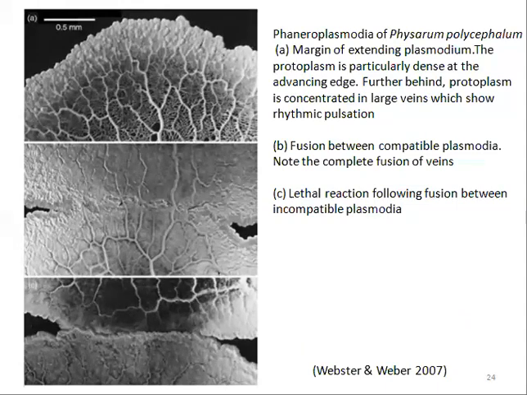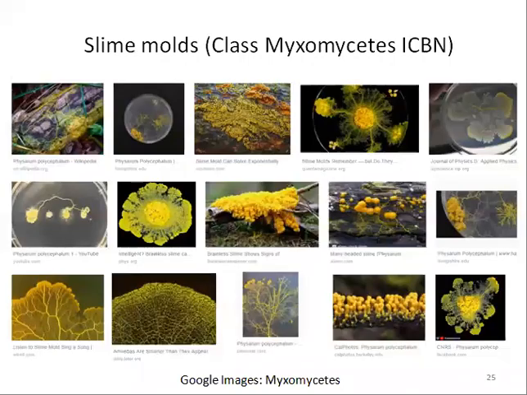B is the fusion between compatible plasmodia. Note here the complete fusion of the veins. C represents the lethal reaction following fusion between incompatible plasmodia. This picture shows the true slime molds, and according to the International Code of Botanical Nomenclature, they belong to the class Myxomycetes, but in zoological nomenclature, this is the class Myxogastria.